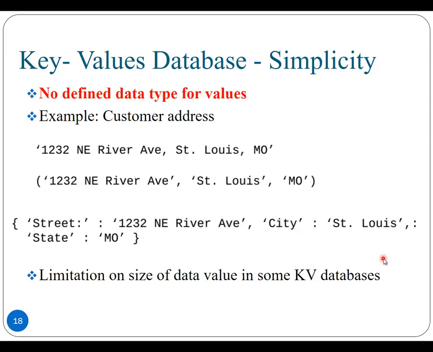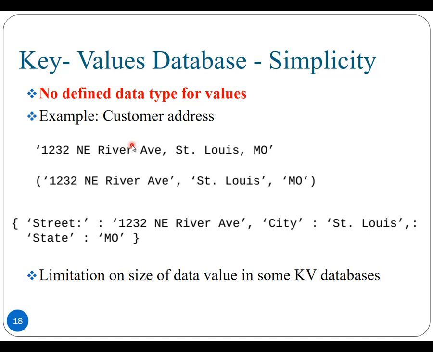This is an example of the data types. We said that the data types are free. For example, one of the attributes we have is customer address. This customer address could be represented in different formats. The first one is one format, the second one is another format, the third one is another format. All of them are customer address, but we have different formats that we can use.